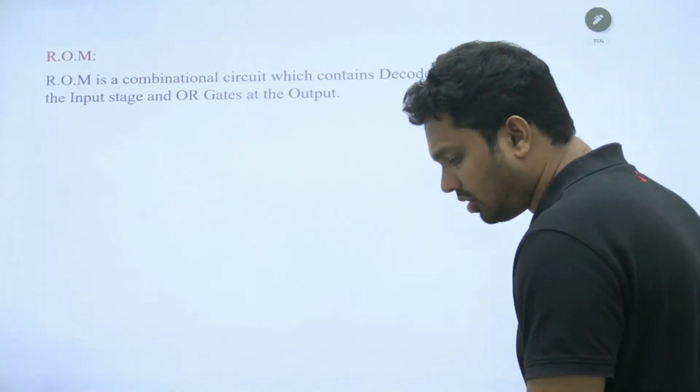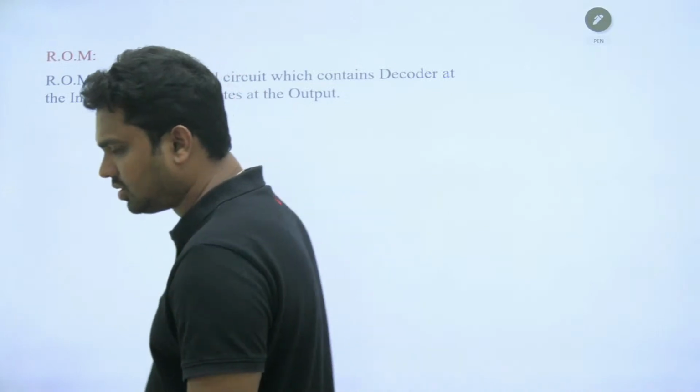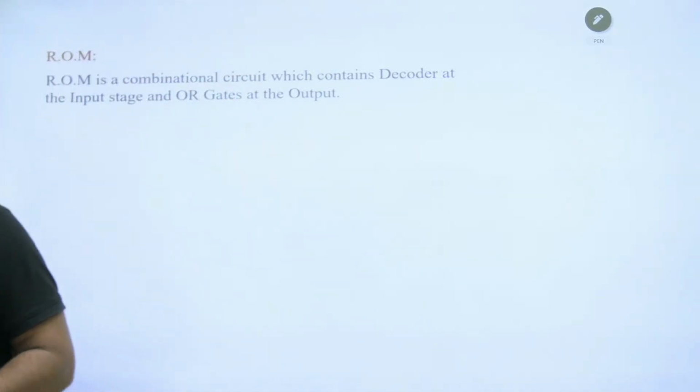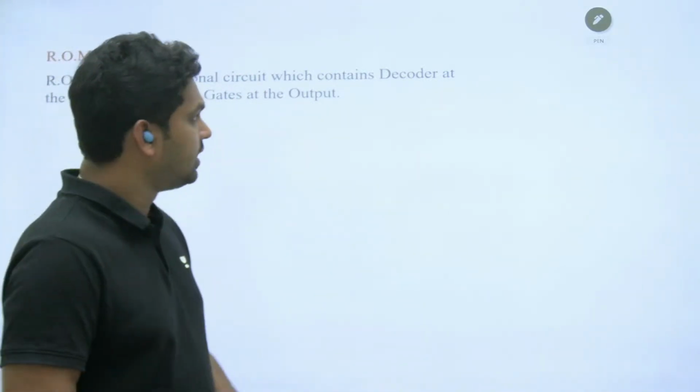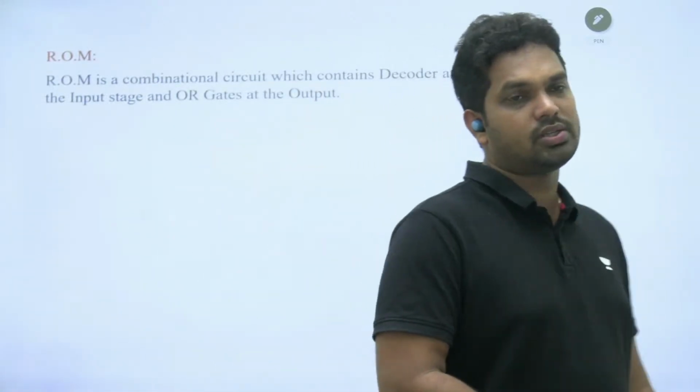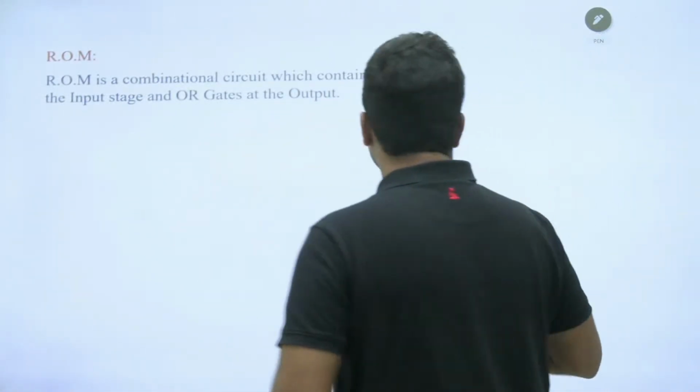So the last part of this theory of the combinational circuits is ROM. ROM is a combinational circuit which contains a decoder at the input stage and OR gates as the output stage. For example, see here.